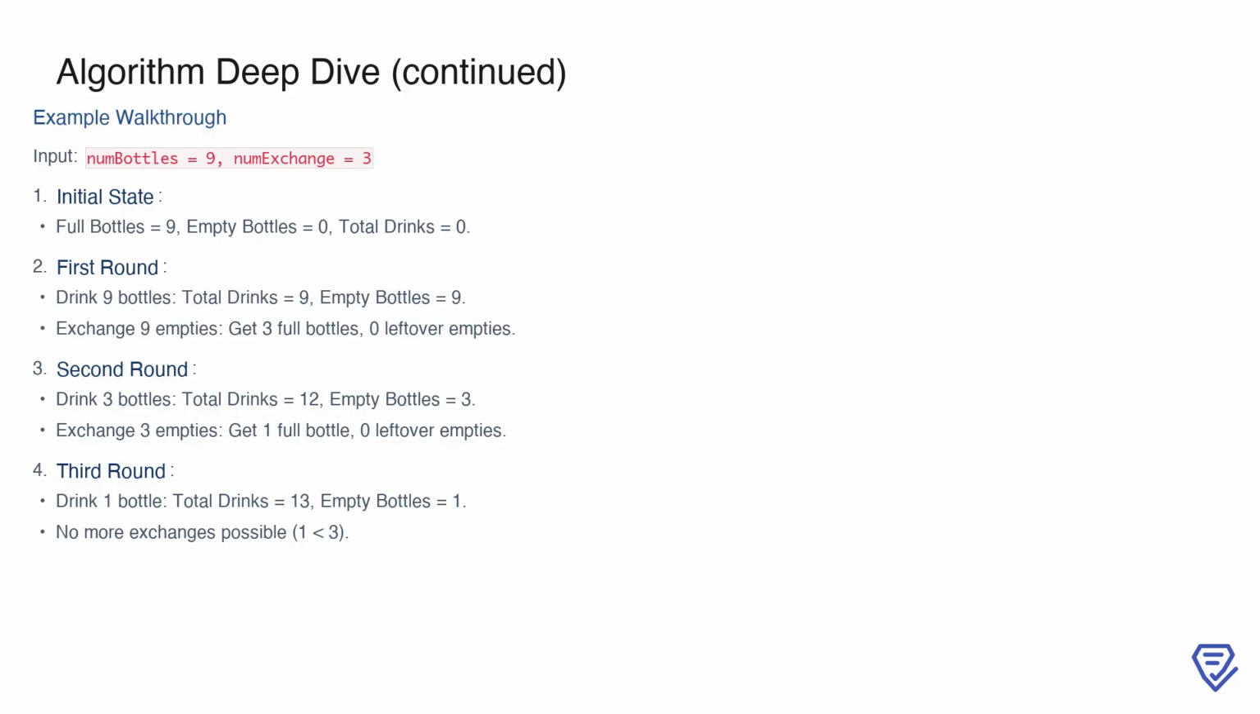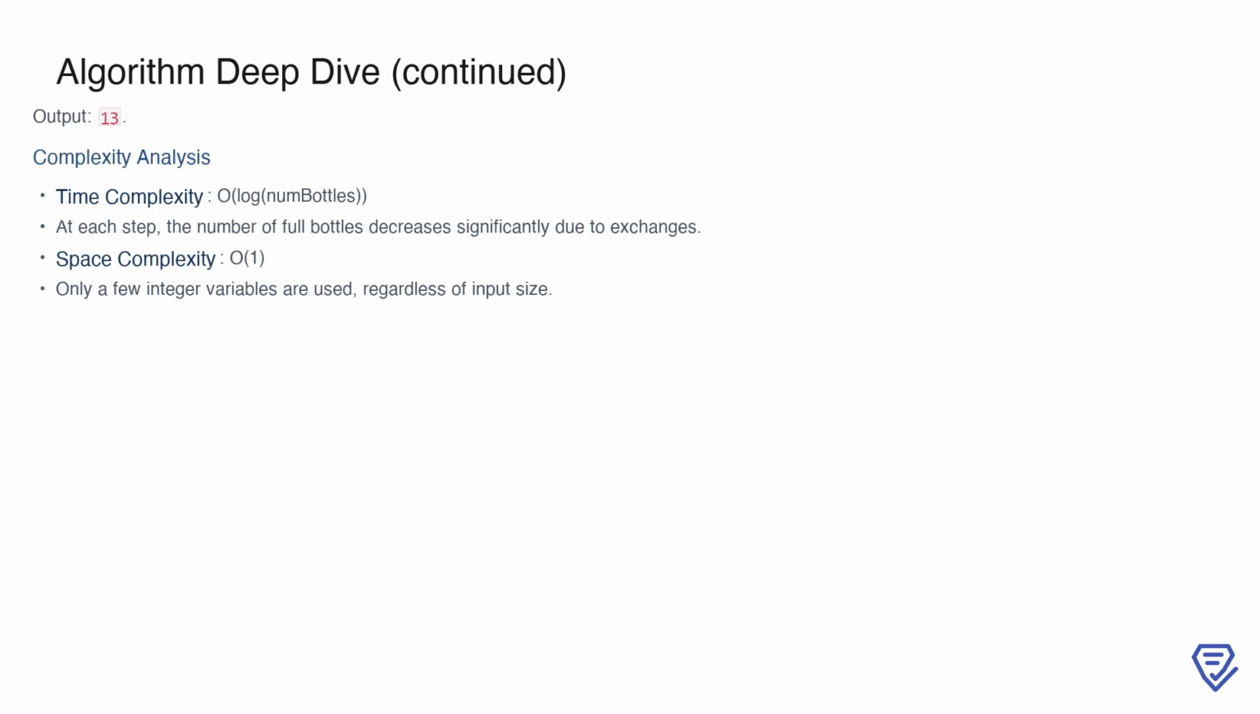In the second round, we drink the 3 new bottles, increasing the total drinks to 12, and we now have 3 empty bottles. Exchanging these gives us 1 full bottle and no leftover empties. In the third and final round, we drink the last bottle, bringing the total drinks to 13, and are left with 1 empty bottle. Since 1 is less than the exchange requirement of 3, no further exchanges are possible, and the process ends. The output of the example is 13, representing the maximum number of drinks consumed.